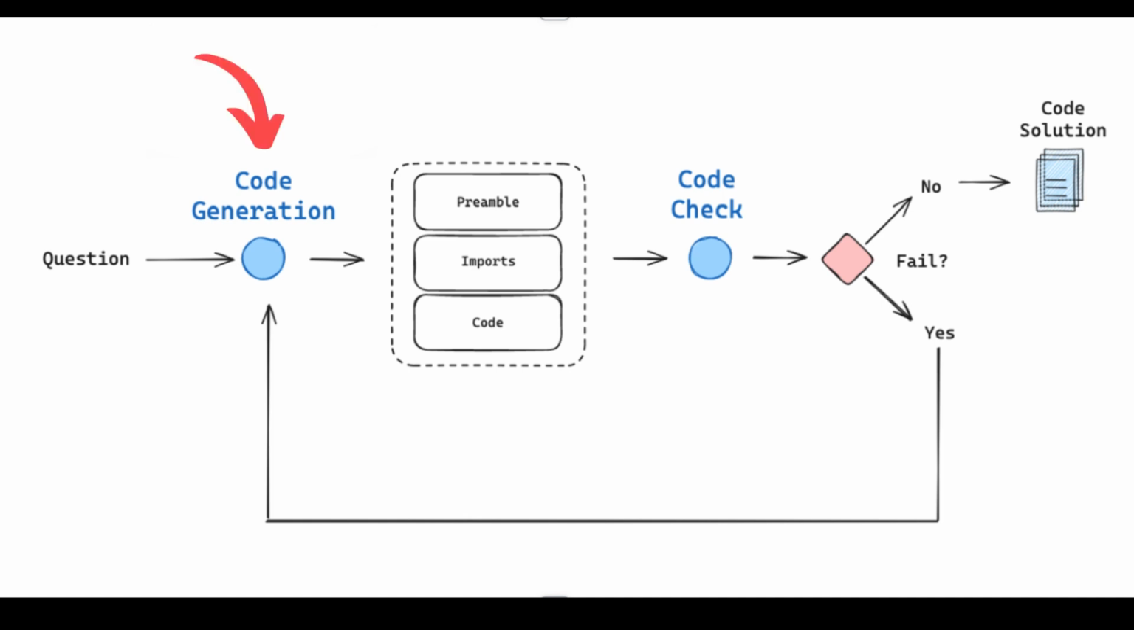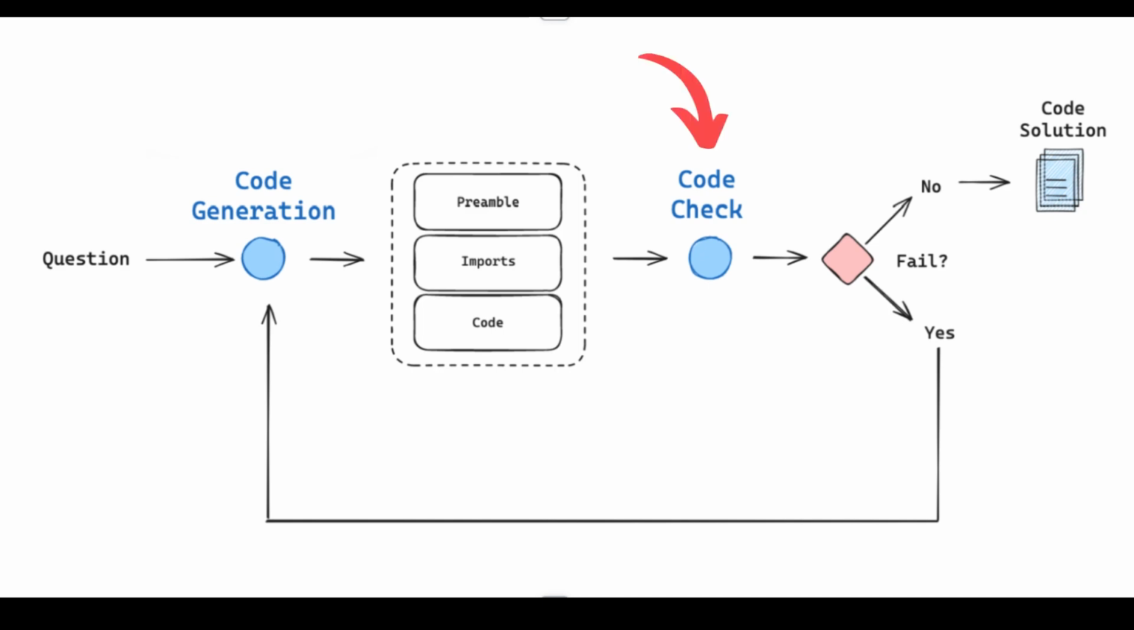Next, the code generation. This first blue circle represents our AI code generation LLM. This is where the magic begins. Our AI agent takes your request and starts crafting a code solution. The next one is an illustration of the generated code structure. The dashed box shows the structure of the generated code, which consists of three parts. Preamble, basically a brief description or context for the code. The imports, the necessary library imports for the code, and the actual code, the main body of the solution.